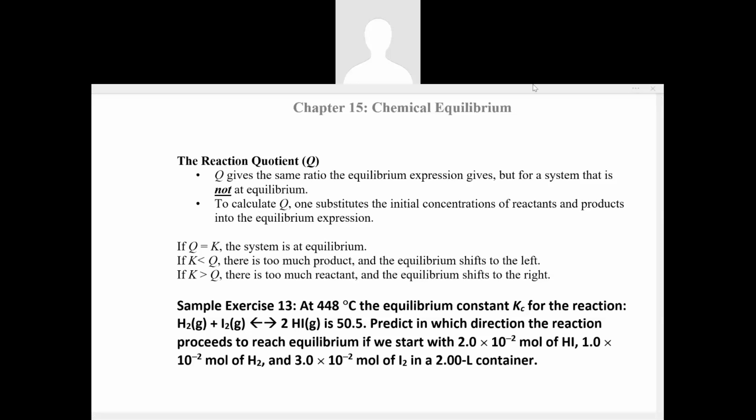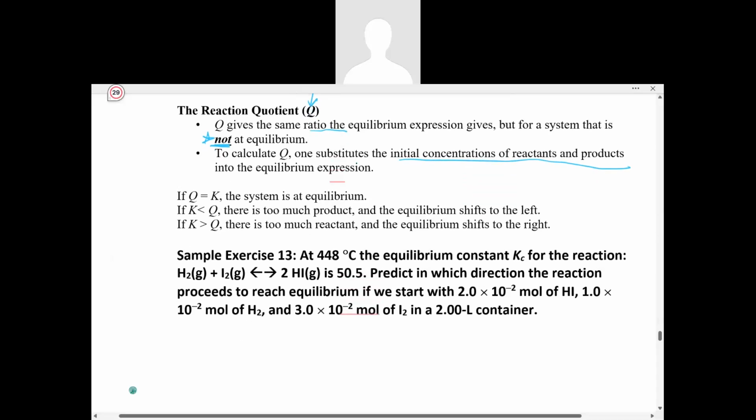The next section of the Chapter 15 Chemical Equilibrium worksheet introduces what's called the reaction quotient. This is designated as Q, as noted here. And this gives you the same ratio as would an equilibrium expression, but for a system that's not at equilibrium. So this is why it's called the reaction quotient Q versus K. So to calculate Q, we would just substitute in initial concentrations of reactants and products into our expression the same way we would an equilibrium expression.